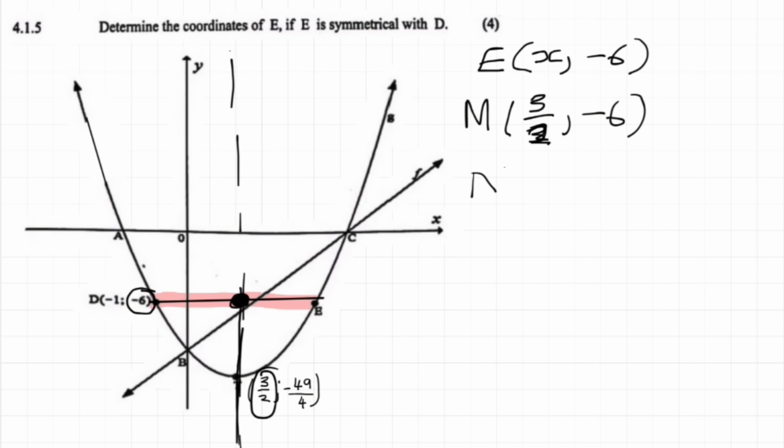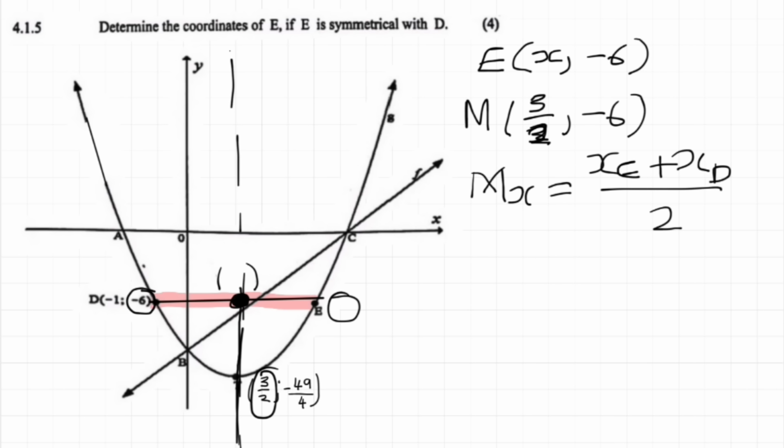So we can split that x value of the midpoint. So x of E plus x of D, divide by 2. Remember this whenever we're using a midpoint, if we have a midpoint and we're looking for this coordinate, we can always split. So the value that is going to be here is going to be this 3/2, and then x of E plus x of D, which is -1. Let me just write -1 there, -1 divided by 2.